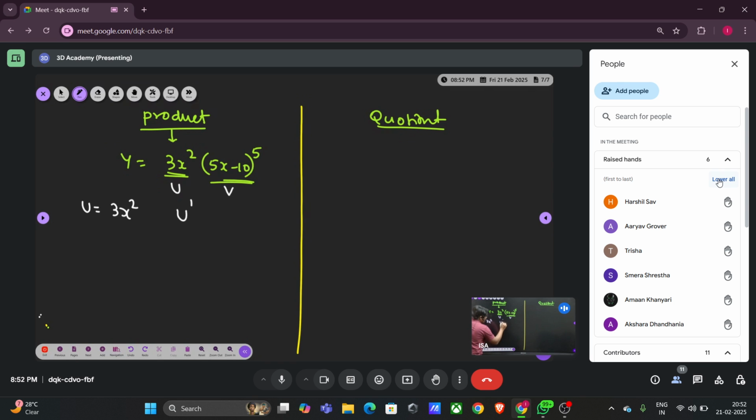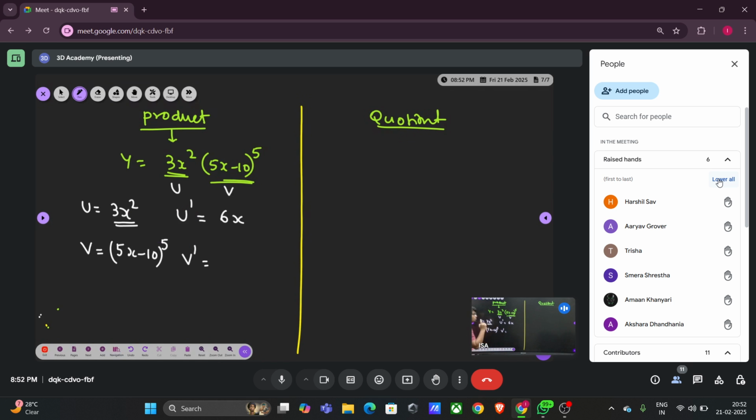So what is u's differentiation? You write down the differentiation of this. Guys, what is the differentiation of 3x square? Quick. 6x. Correct. Second, write down v. V is 5x minus 10 raised to power 5. Differentiation of this. Now guys, understand here.